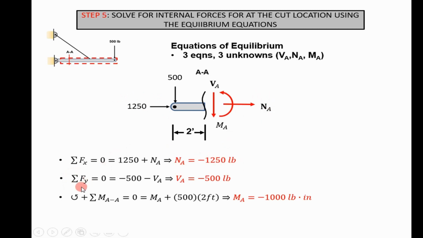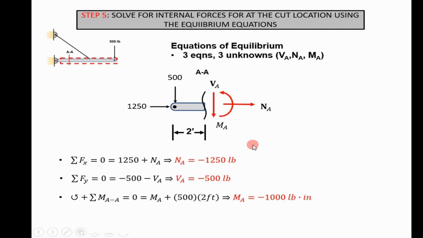Then I apply my equilibrium equation in the y direction, and it's going to include this. It's pointing down, so it's negative, and then minus my shear force, and I end up with this. And then I want to apply a moment at this location, and I get this result right here.